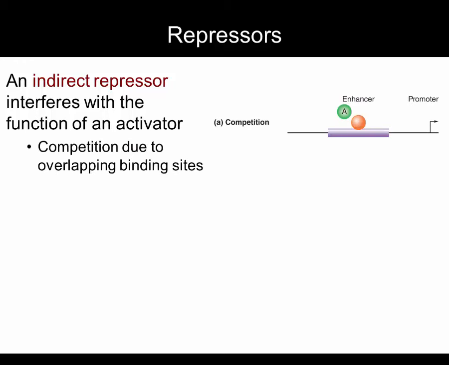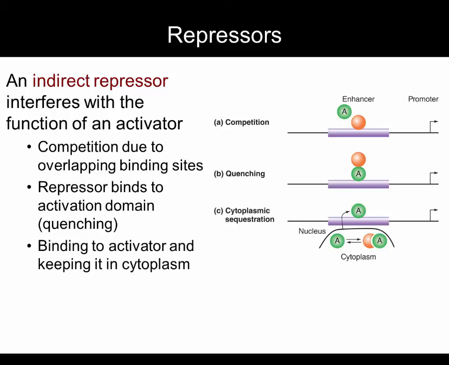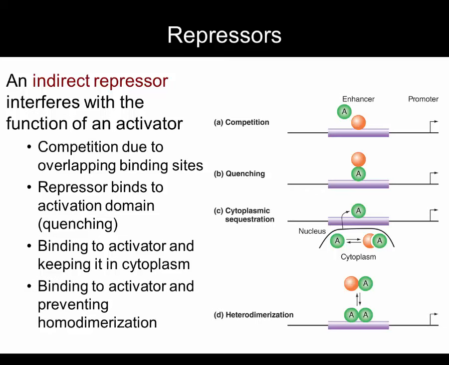In competition, the repressor binding its site blocks the activator from binding the enhancer. Other methods work through direct interaction with the activator. In quenching, the repressor binds the activation domain, which stops it from being able to interact with basal factors or histones. Cytoplasmic sequestration involves binding the activator in the cytoplasm and preventing it from reaching the nucleus. Finally, some transcription factors function as homodimers, and the repressor can bind one monomer to prevent dimerization with the other.